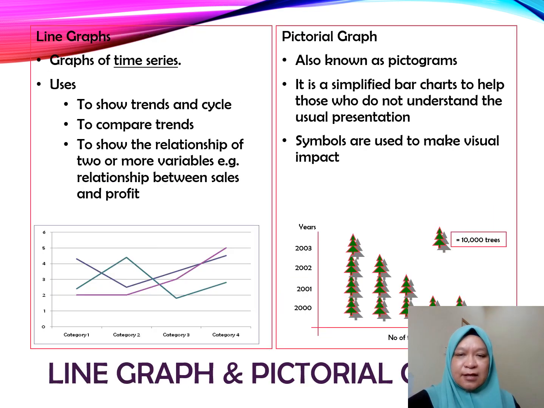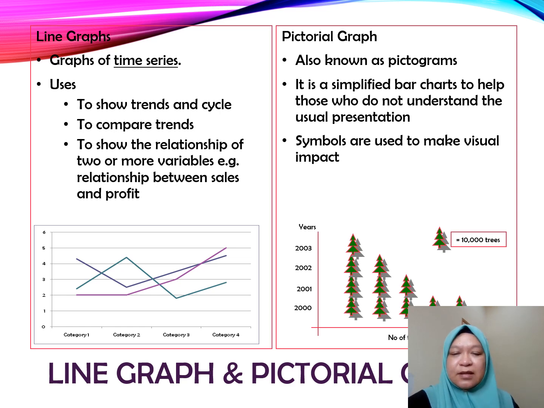The third one, we have the line graph. Line graph is graphs of time series. You can see that instead of using the bar, we use the line. This line graph is best to show trends and cycle, if you want to compare the trend maybe between different types of products, or items or years.